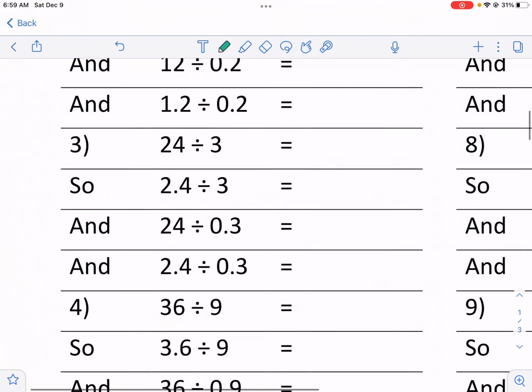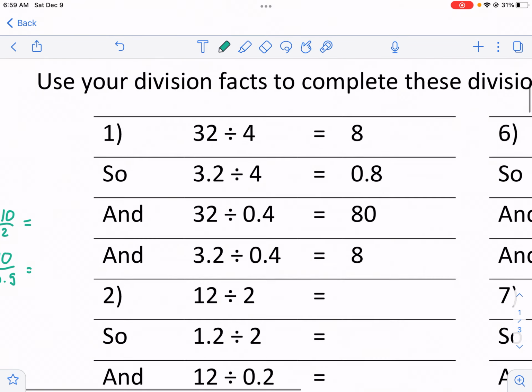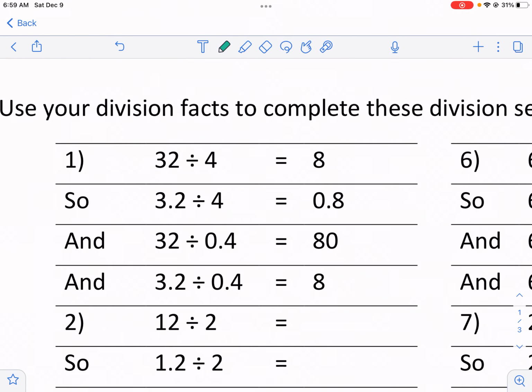So if we look at this first question here, we have 32 divided by 4, and we know that's 8. Why is it 8? If we have 32 divided by 4, really what we're asking ourselves is 4 times what number equals 32? Okay, so in this case, it is 8. So that answer is 8 for both of those.